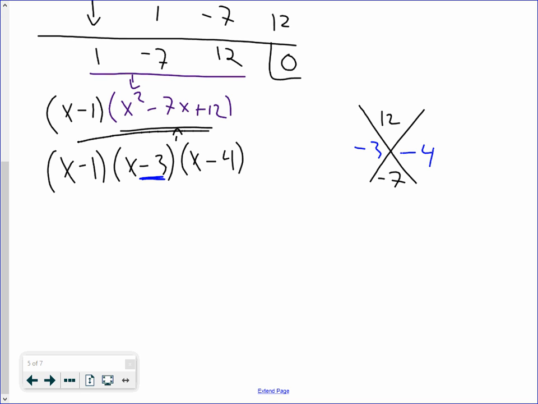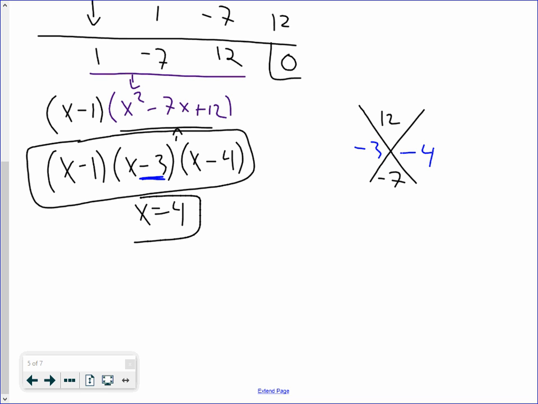So this is the completely factored form. And that's also telling me that my x can be 1 or 3, which we already knew. And the missing term we didn't know was 4. So x equals 4, or we can say v of 4 equals 0. Either way works. It's saying the same thing.